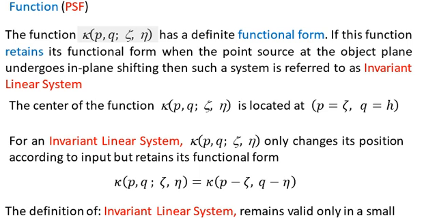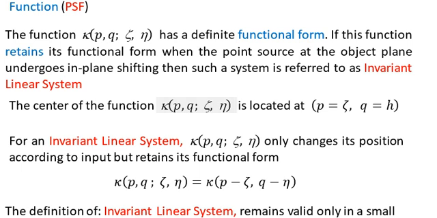So kappa depends upon two sets of coordinates. One is zeta eta, which is related to the input coordinates on the object, and P and Q are related to the image plane coordinates. So if you change zeta and eta, then you have a response at the coordinates P and Q. Kappa will retain its functional form, so kappa will not change. Kappa will change its position when zeta and eta change, but the functional form of kappa stays the same. Kappa can change its position on the image plane, but the shape of kappa is fixed. The functional form of kappa is fixed, and such a system is referred to as an invariant linear system.